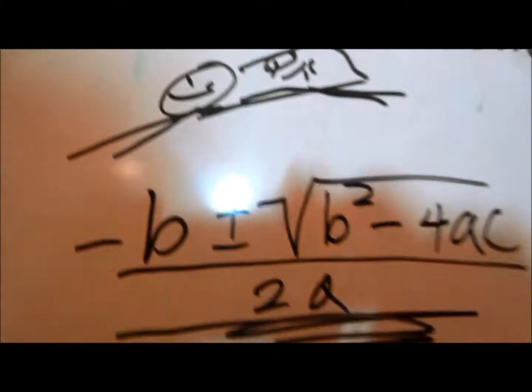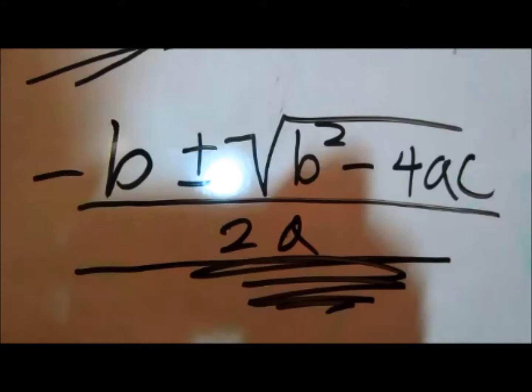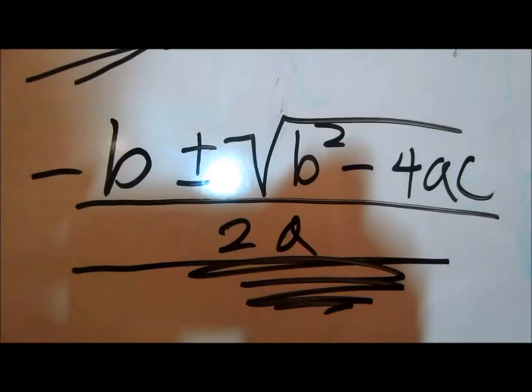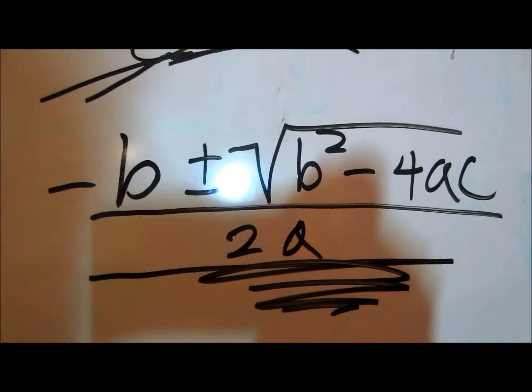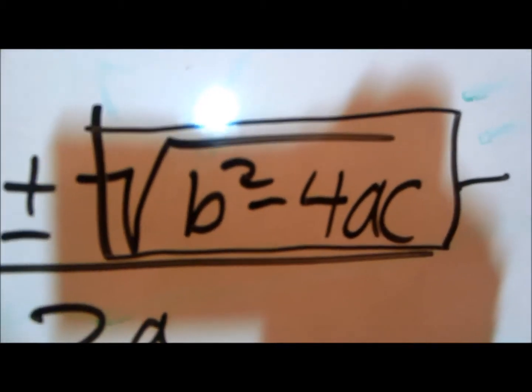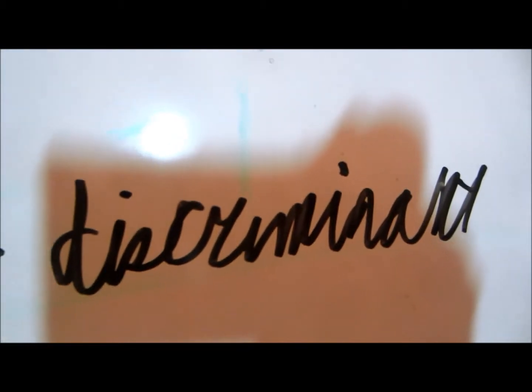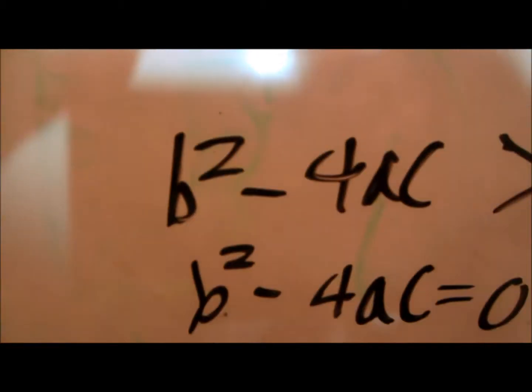But what if it is close to impossible to get standard form into factored form? This is when the quadratic formula comes into place. The quadratic formula is negative b plus or minus the square root of b squared minus 4ac over 2a. The square root of b squared minus 4ac is what we call the discriminant.